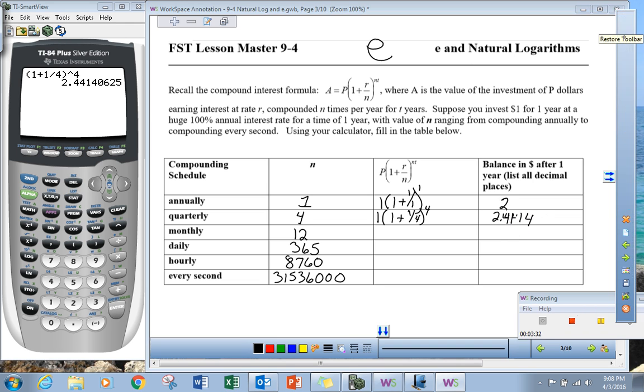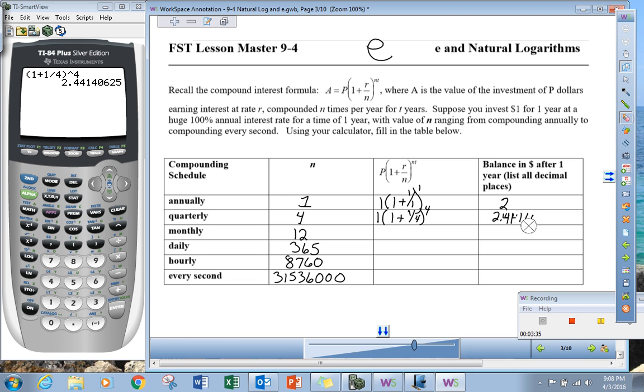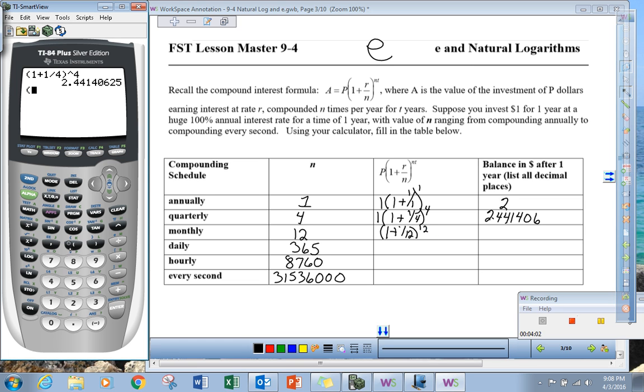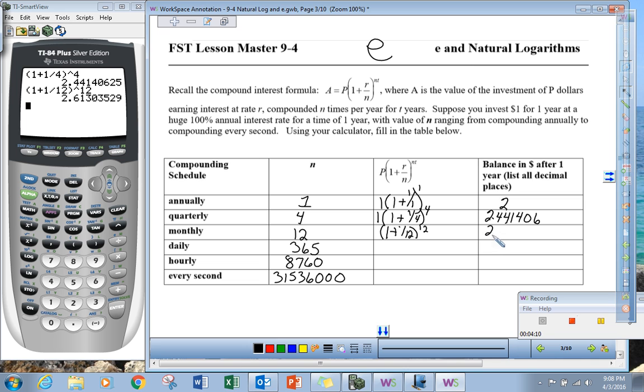And that wrote terribly. Let me see if I can clean that up real fast. That's why I like using PowerPoint better than the Interwrite sometimes. So I've got approximately 2.441406. Really, we should list as many decimals as we can, but you'll quickly get the picture. If we look at monthly, I'm going to have a 1 plus 1 divided by 12 to the 12th. So let's go 1 plus 1 divided by 12 to the 12th. Kind of look at what that number happens to do. 2.613035.